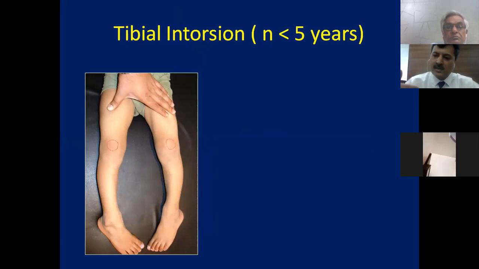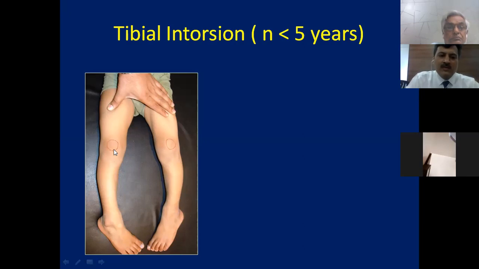You go to the tibia, and whenever you see the tibia from the front, when the child is supine, you draw a line around the patella, as you can see here, and then this long axis from the patella should coincide with the second toe. Now here the second toe is pointing fairly inside. So this boy is having significant tibial intorsion.